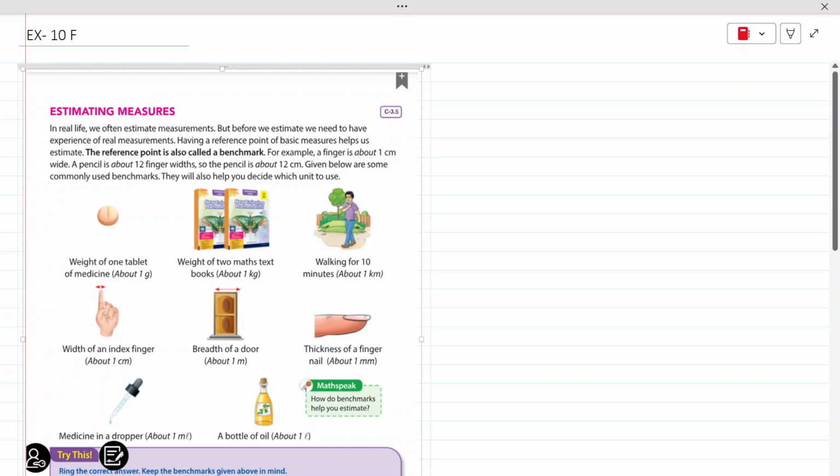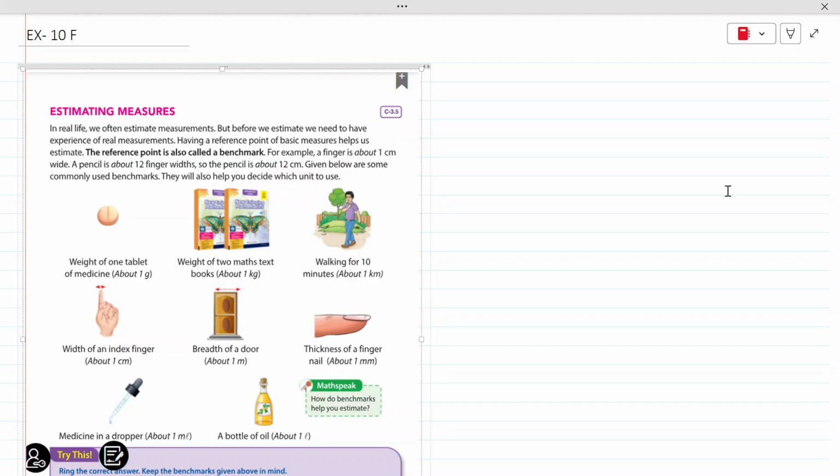Hello kids, in today's class we are going to pick the last exercise of this chapter, which is based upon estimating measures. First of all we have to understand what estimation is. Estimation is that on the basis of certain idea or analysis or observation, we come up with a number where we try to see that this might be the dimension of this, this might be the length of this pencil, maybe this might be the weight of this particular ball or any object. Doing this thing is called estimation.